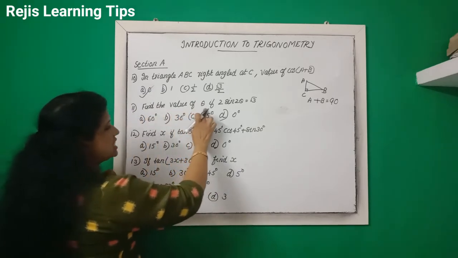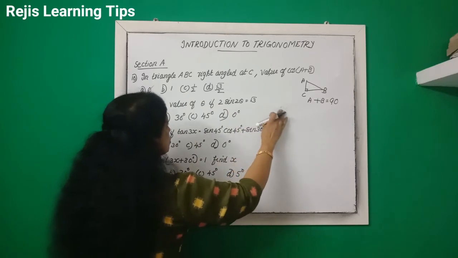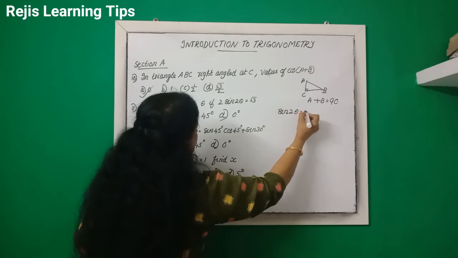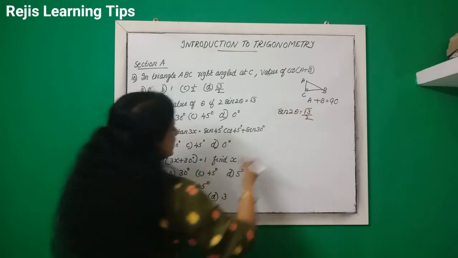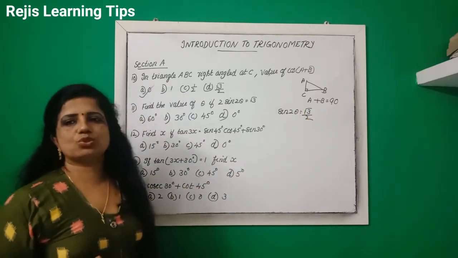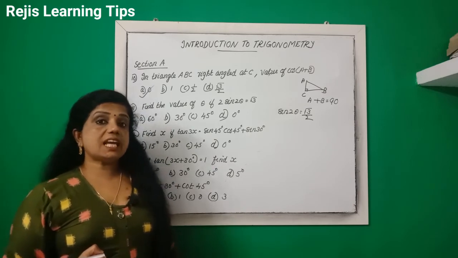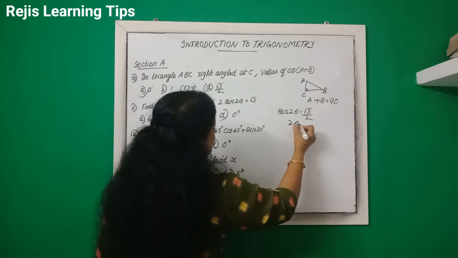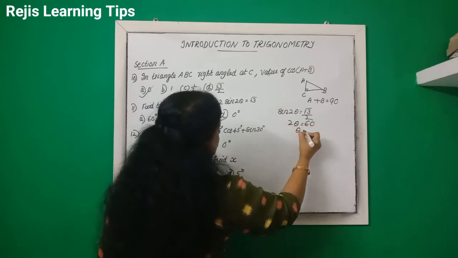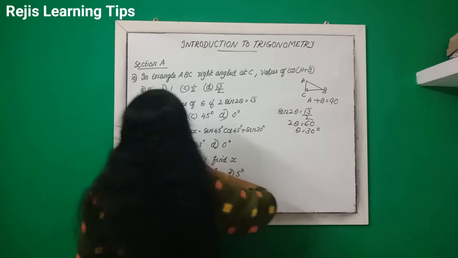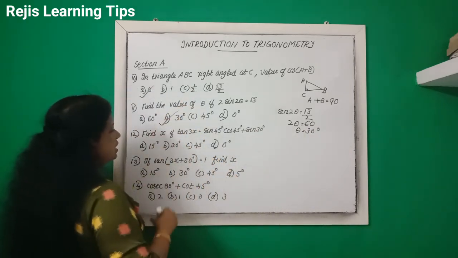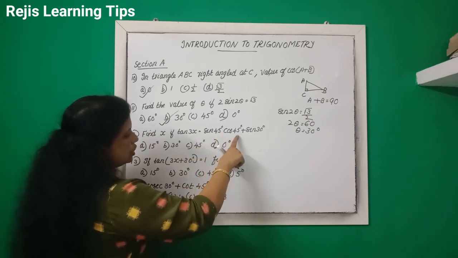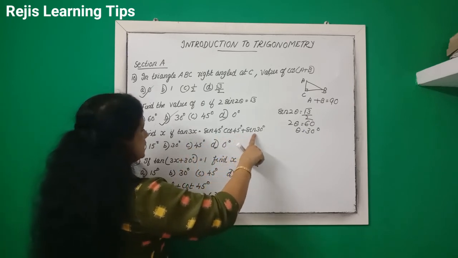11th question. Find the value of theta if 2 sin 2 theta is equal to root 3. Then sin 2 theta is equal to root 3 by 2. Sin 60 is equal to root 3 by 2. So 2 theta is equal to 60. Therefore theta is equal to 30. So option B.